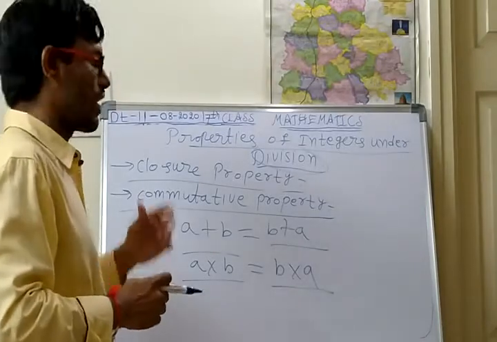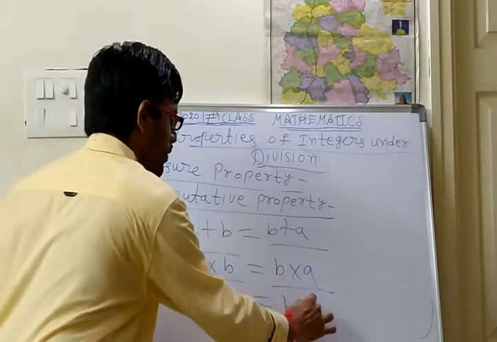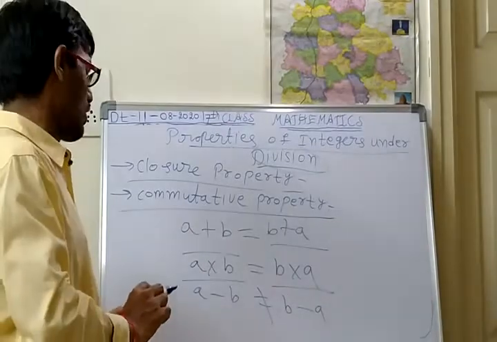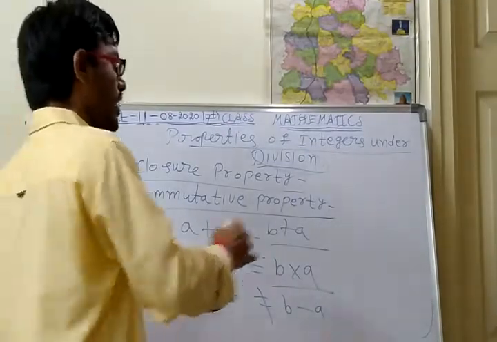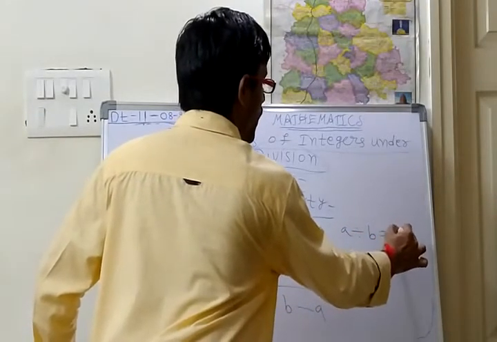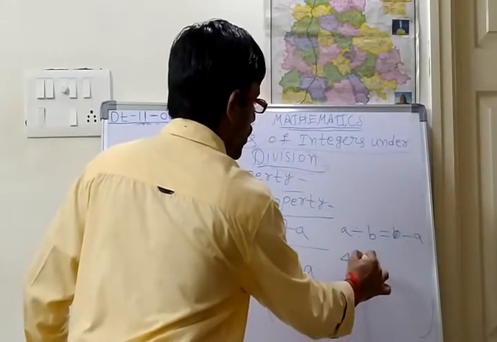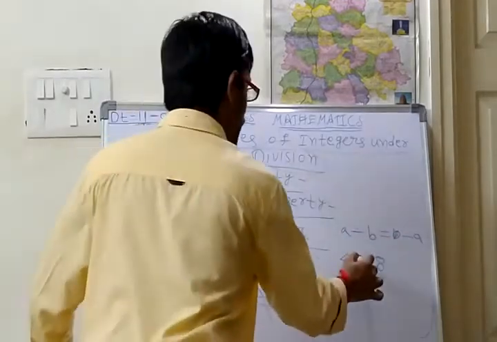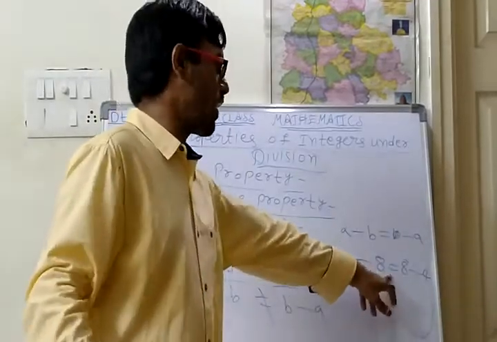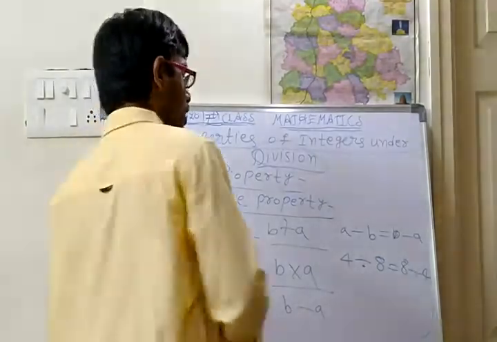Like that we have seen in addition and multiplication. In subtraction, A minus B equals B minus A never holds. So we shall see whether it might be satisfied in division. Suppose I am taking 4 divided by 8. So 4 divided by 8 should be equal to 8 divided by 4. Whatever result 4 divided by 8 gives, 8 divided by 4 should also give the same result. We shall see.